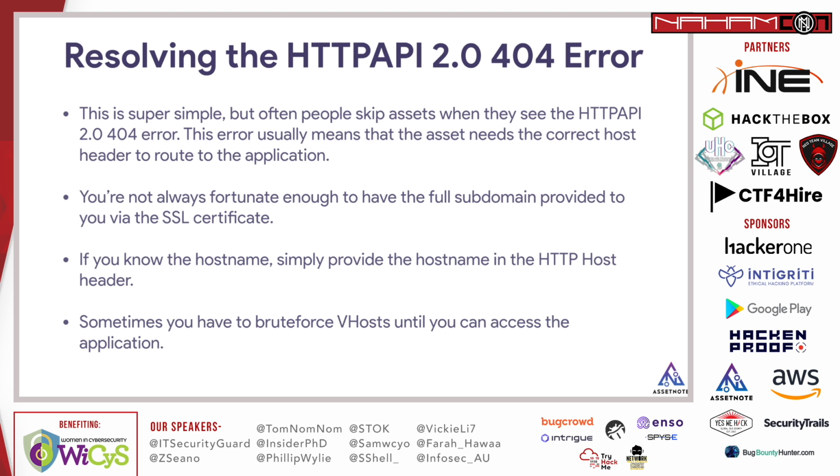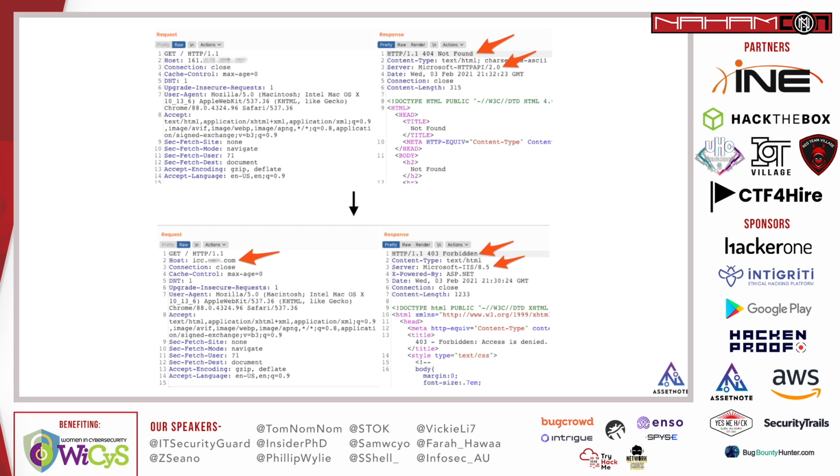And sometimes you're not fortunate enough to have access to the full subdomain provided to you via the SSL certificate. So you might need to brute force it. However, it's as simple as modifying the host header. So you can see in these two requests, the first request, there's a 404 not found error with the HTTP API 2.0 server header, which means that there's no application really responding. And that's when I'm accessing the application directly via the IP address.